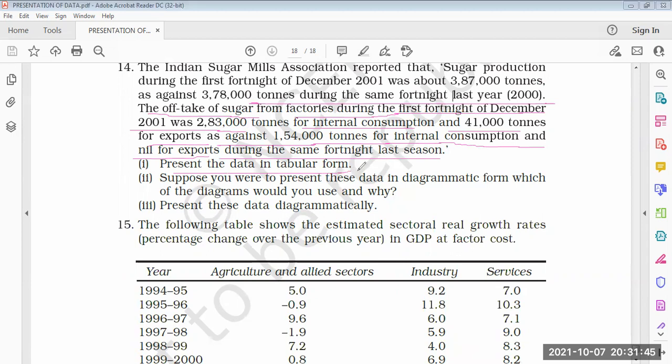Okay, now we have to show it in a multiple bar diagram. First of all, you have to present it in a table. Just like in the previous problem, we presented the data in a table, here also we have to present it in a table. How I will present it, you check it.